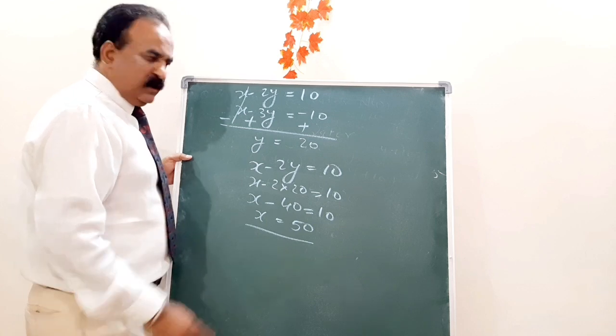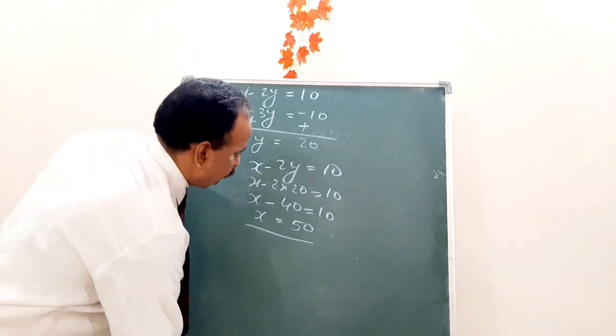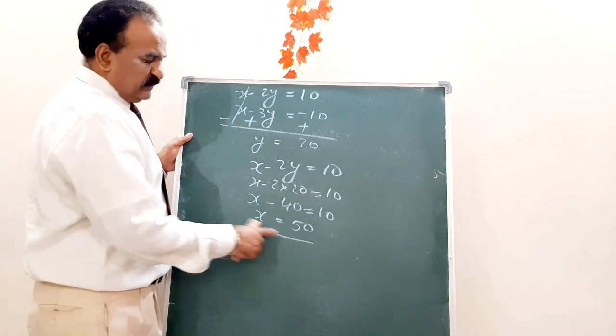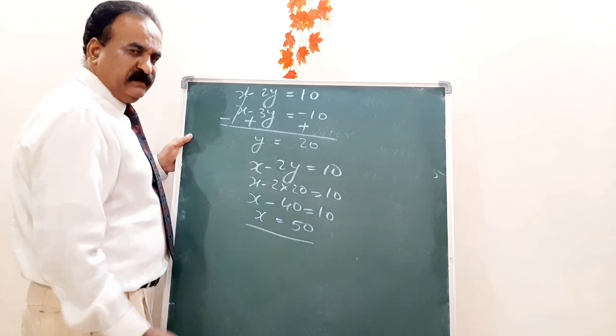Okay? Now one more question. I hope this is clear to you. Now one more question. The present age of Nuri is 50 years and that of Sonu is 20 years.